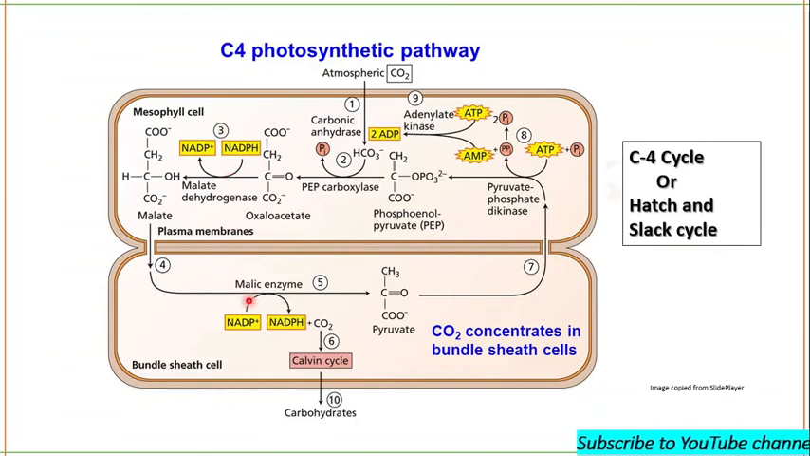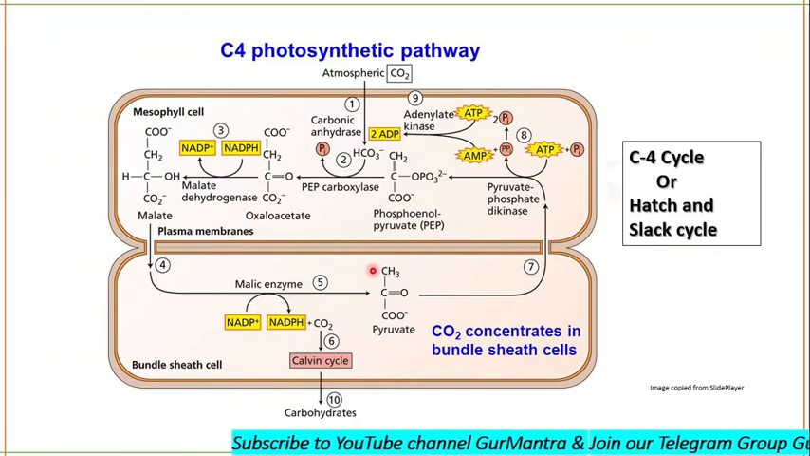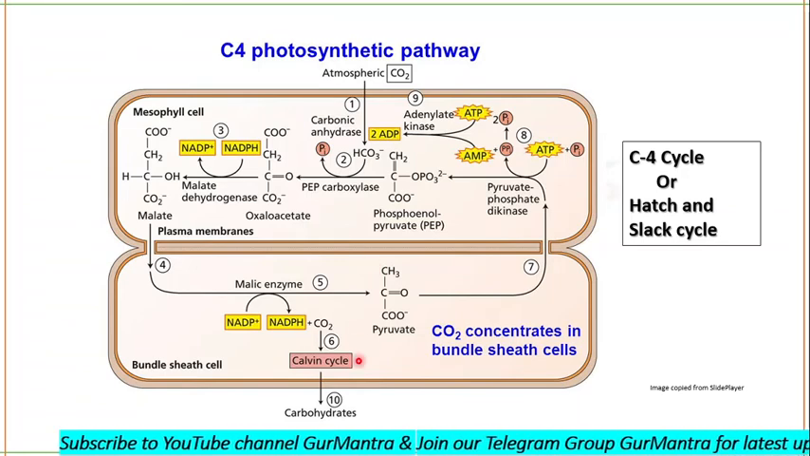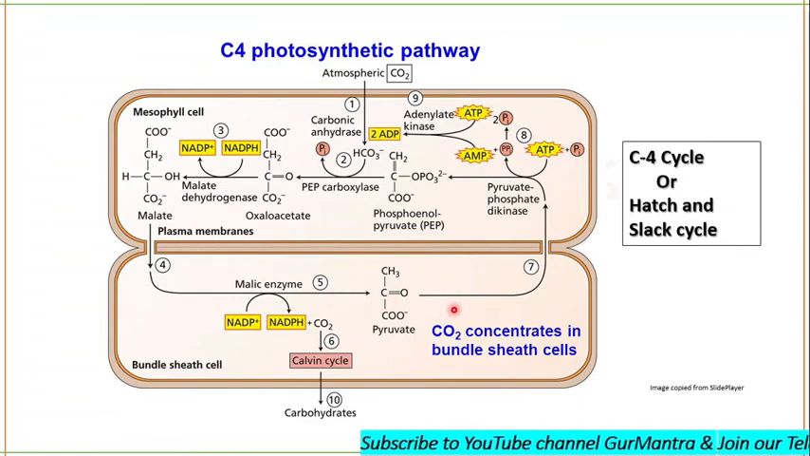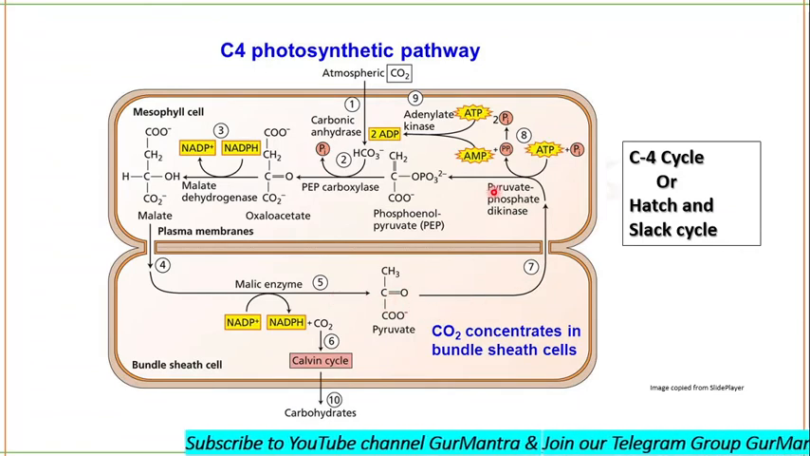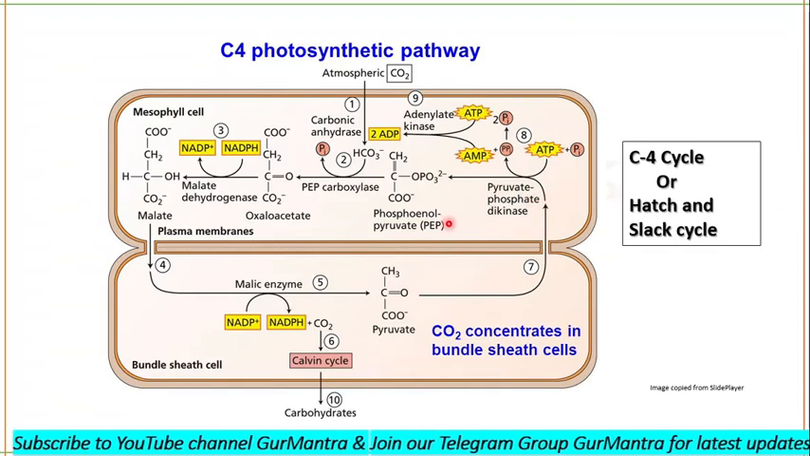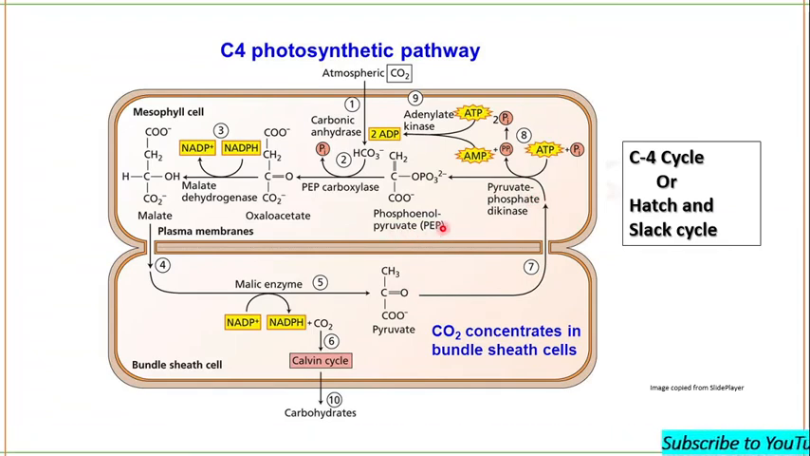So 12 NADPH are formed, which are used in the Calvin cycle only, but total ATP are 30. And then the pyruvate is formed. Pyruvate goes back to the mesophyll cell, where using 2 ATP it gets converted into phosphoenol pyruvate. This is what happens during the C4 photosynthetic pathway.